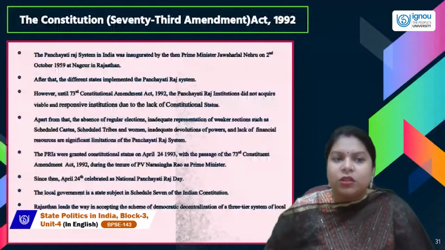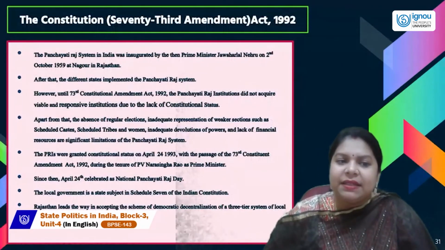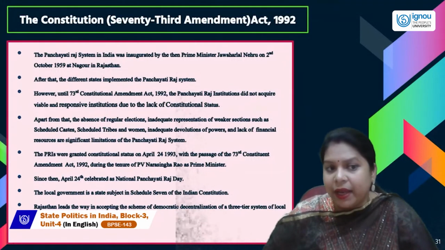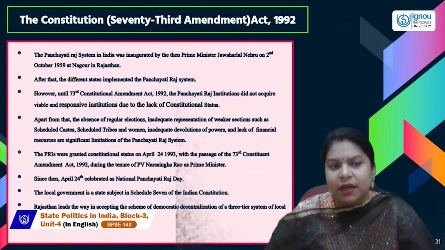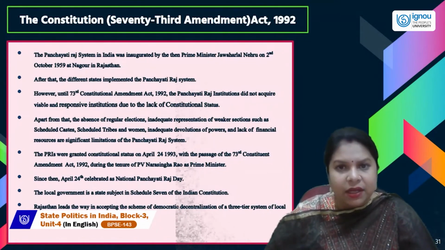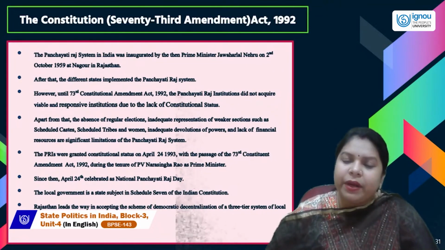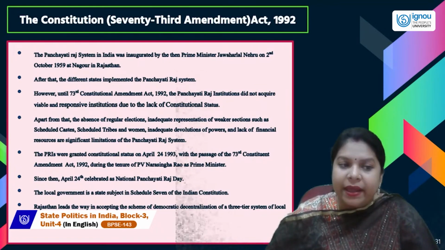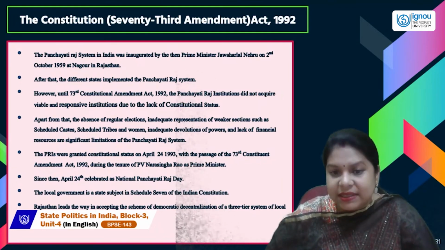Now let's talk about the Constitution's 73rd Amendment Act 1992. The Panchayati Raj system in India was inaugurated by the then Prime Minister Jawaharlal Nehru on 2nd October 1959, first at Nagaur in Rajasthan. After Rajasthan, different states implemented this Panchayati Raj system in their states. However, until the 73rd Constitutional Amendment Act 1992, the Panchayati Raj institutions did not acquire viable and responsive institutions due to lack of constitutional status.